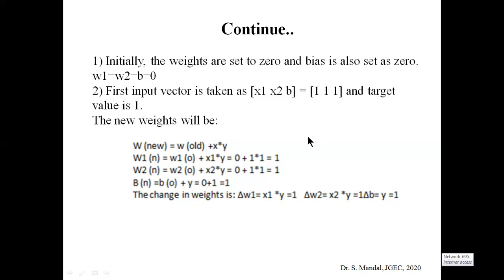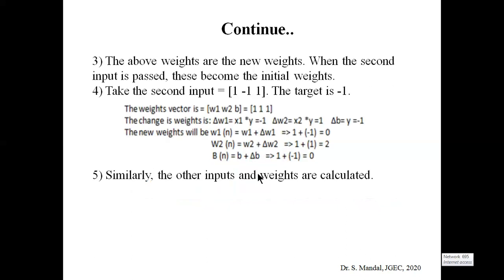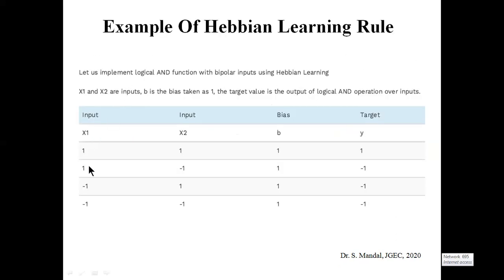This is the value of weights and bias that will again be used for the next updation. So now the above weights are the new weights. When the second input is passed, this 1 1 1 will become the initial weight and bias value. Now let's consider the second input. The second input is 1 minus 1 1, and the target value is minus 1.